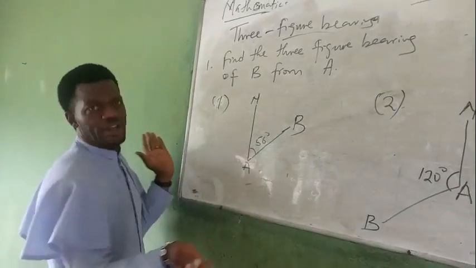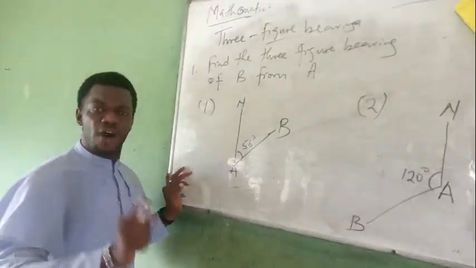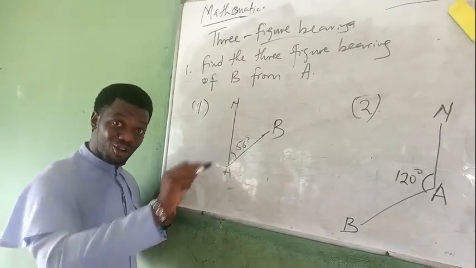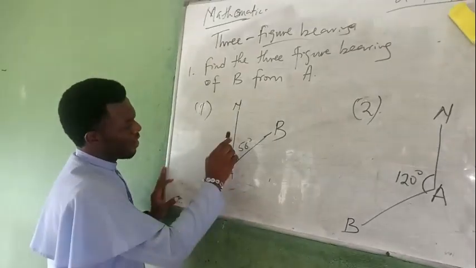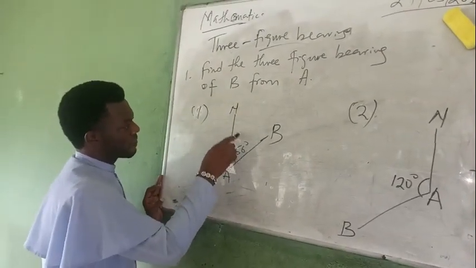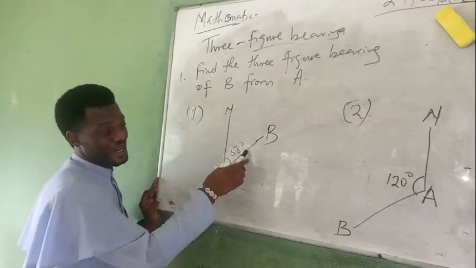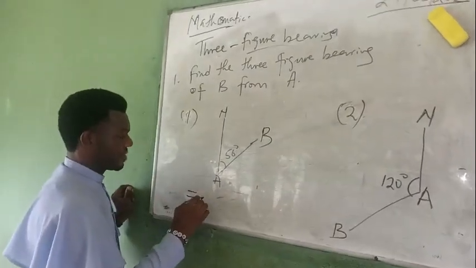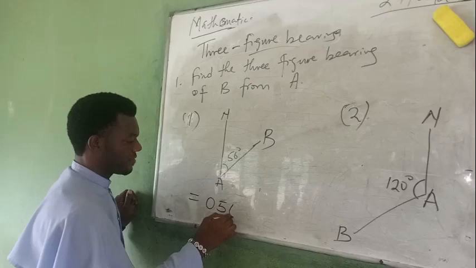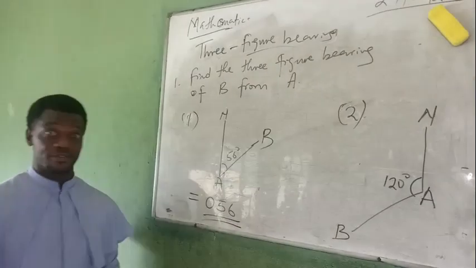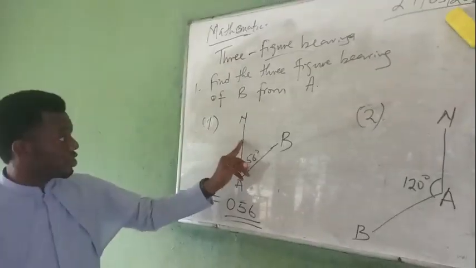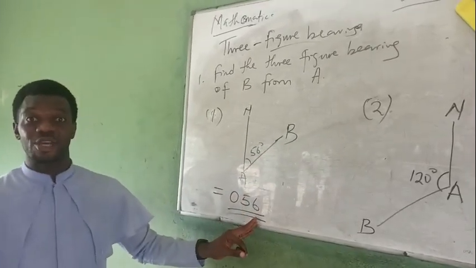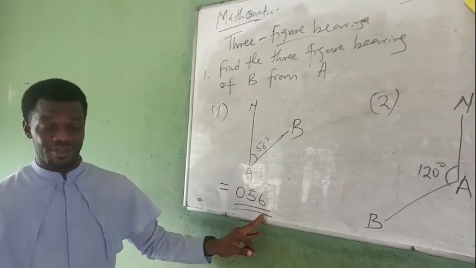Now, looking at this one, it is simple already, and everything is done from the north. You calculate from the north clockwise. Already we have been given from north to this place is 56 degrees. So we don't have a problem with this. The answer to this one is 056. There is no problem to it. From the north to this point is 056. So this is the answer, the three-figure bearing.